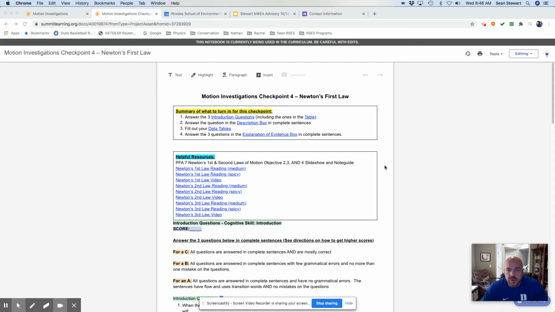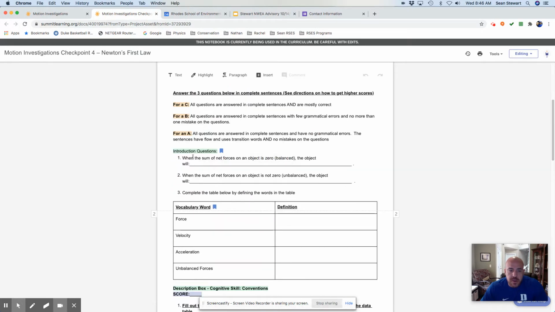Here are checkpoint 4 directions for our motion investigations project. In the summary box, it's going to tell us there are 4 things we must do before we submit this. There are 3 questions in the introduction question section right here. 1, 2, and this third one is actually a table, so you're going to just define these 4 words.